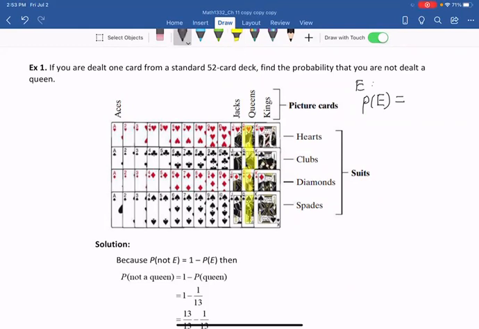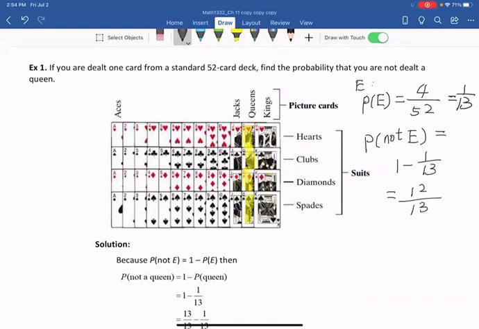Right now we know there are 4 queens. There are 4 queens divided by the sample space, which is 52, is 1/13. This is the probability that you are dealt a queen. So not dealt a queen, that is P of not E. So P of not E, or P of E prime, equals 1 minus 1/13, which is 12/13. Okay, let's move on to the next example.